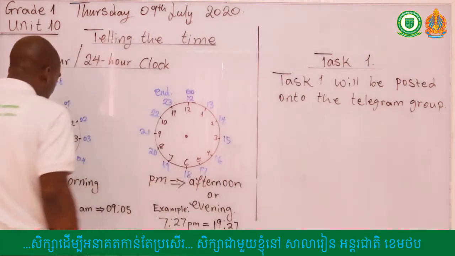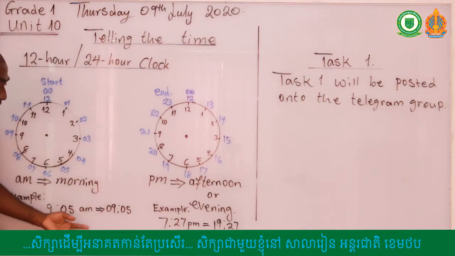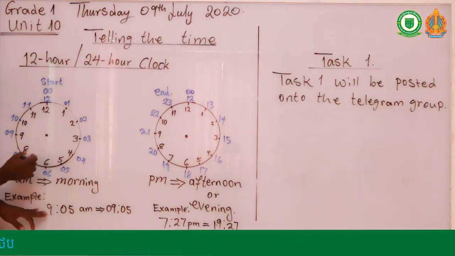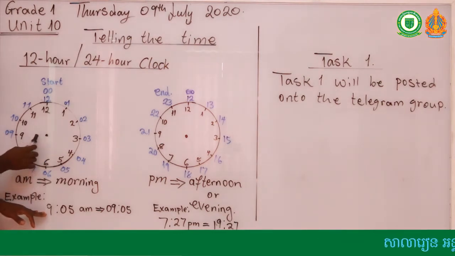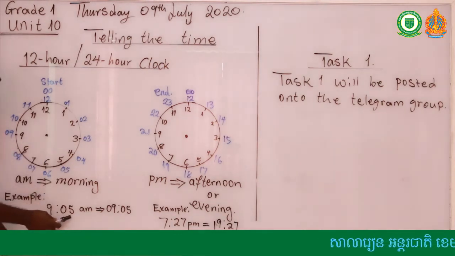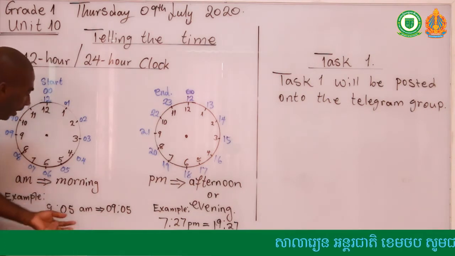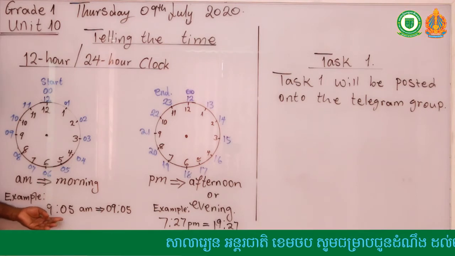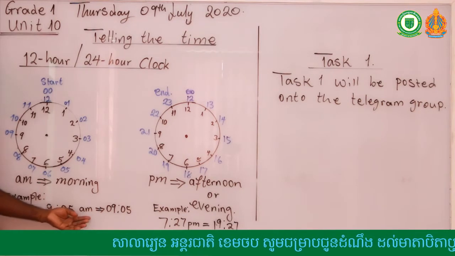Okay, I have an example here that I want you to look at that will help you to understand our clock better. If it is 9 in the morning, our clock will be here, and then the minutes will be 05. So this is how we write our 12-hour clock. That will be 9:05 a.m., okay?